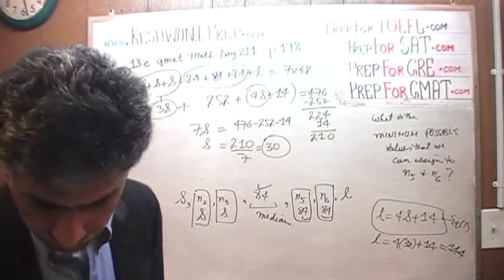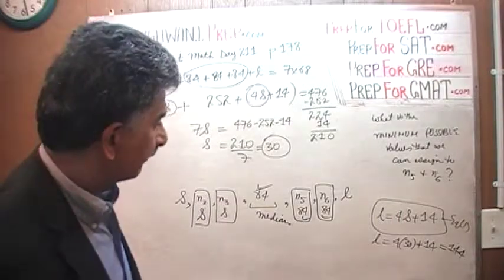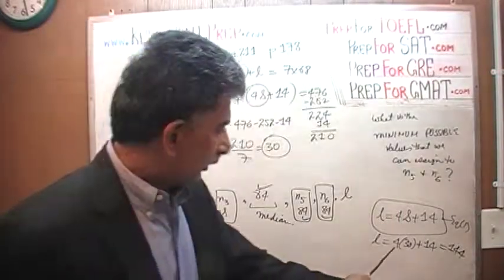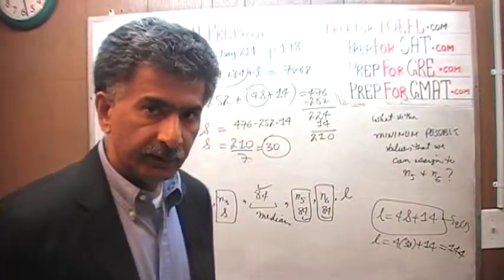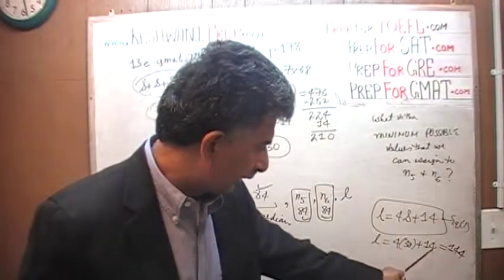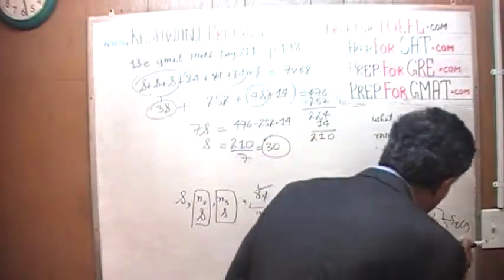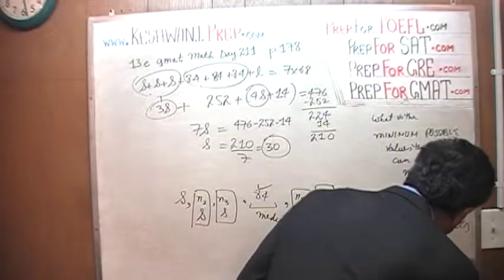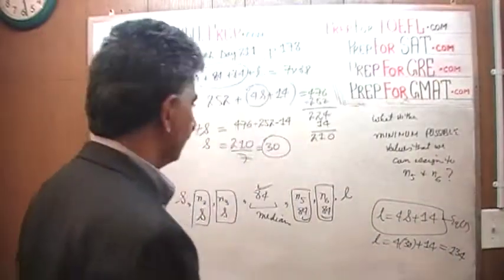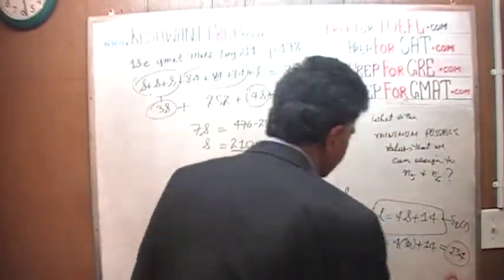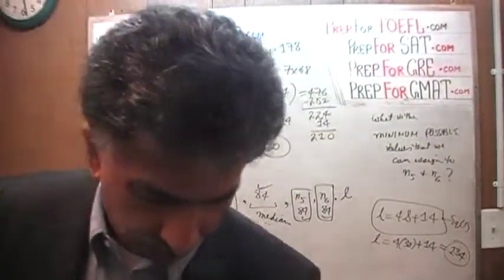It's not there. Did I make a mistake in my addition? 4 times 30 is 120, 120, 130, 134, not 144. 134. That's our answer. The longest piece is 134 inches long.